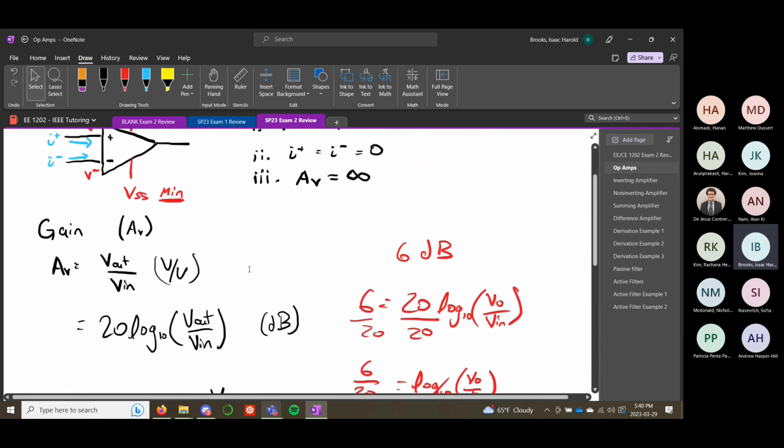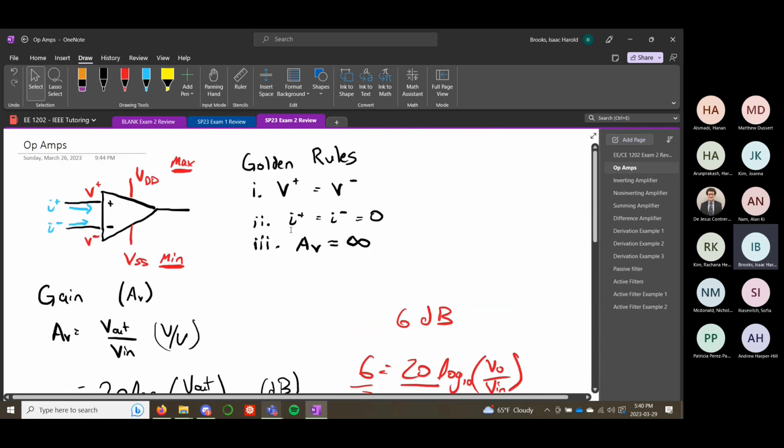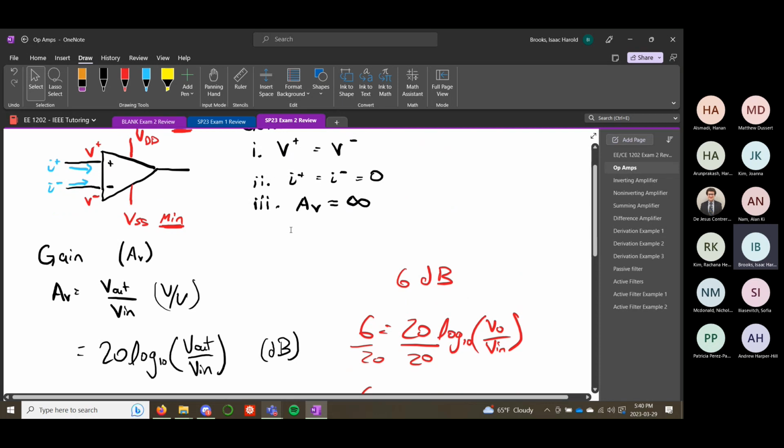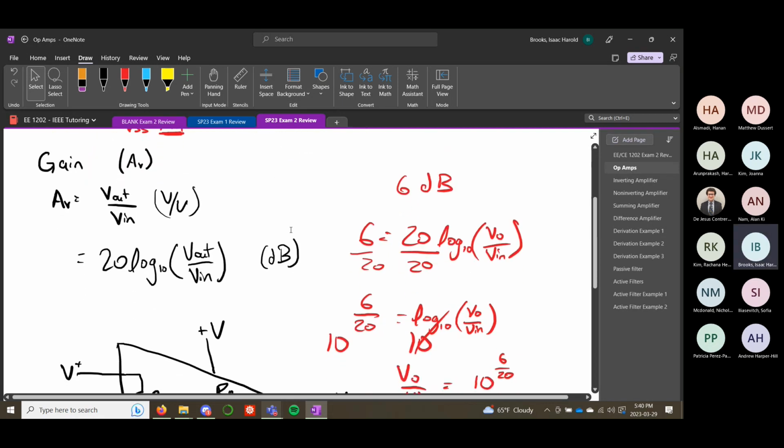I know you guys covered this in class already, but any questions about op amps so far? We're going to get into gains. Yeah? I have one question. If you have a Vout that's negative.